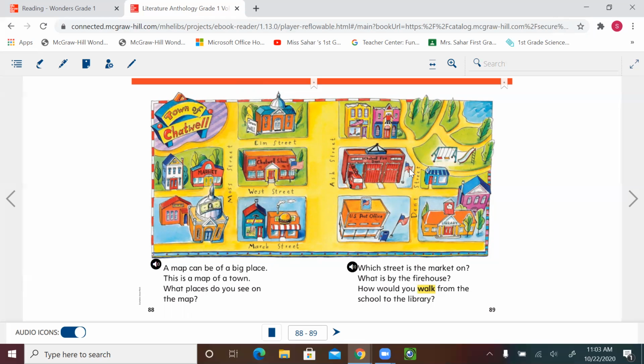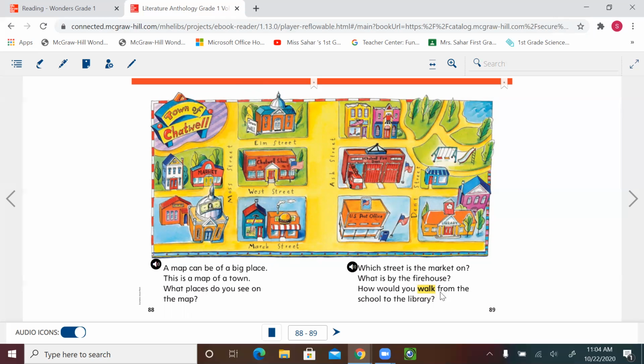So over here also, it asks which street the market is on. So over here, as we say, it's on Moss Street. Okay, what's by the firehouse? We have here the firehouse. So we can say we have that playground or a park because I see trees, I see a playground over here, and I see a pond or a small lake over there.